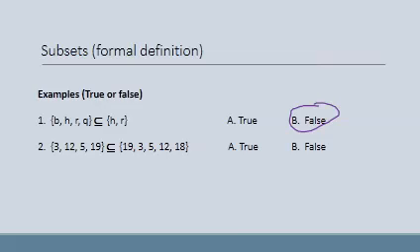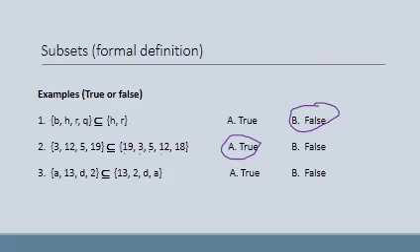{3, 12, 5, 19} is a subset of the following set. Let us check. 3 is found, 5 is found, 12, 19, so 3, 12, 5, 19 are found in this set. So yes, this set is a subset of the second set.